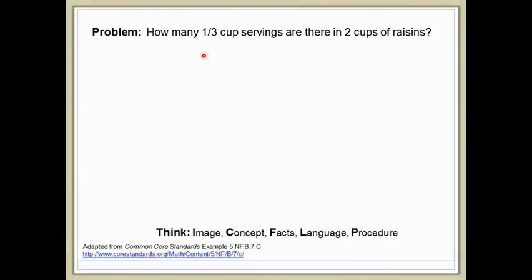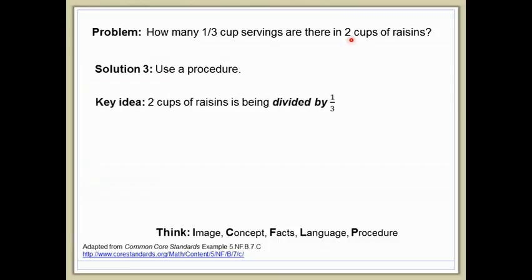Okay, so here's our problem again. How many 1/3 cup servings are there in 2 cups of raisins? And this time we'll use a procedure. The key idea in this problem is that we have 2 cups being divided by 1/3. Now at this stage, the student may have different ideas of what exactly division by a fraction means, but because this is a unit fraction, we can simply think of how many times does 1/3 go into 2 cups. Symbolically, what we need is 2 divided by 1/3.